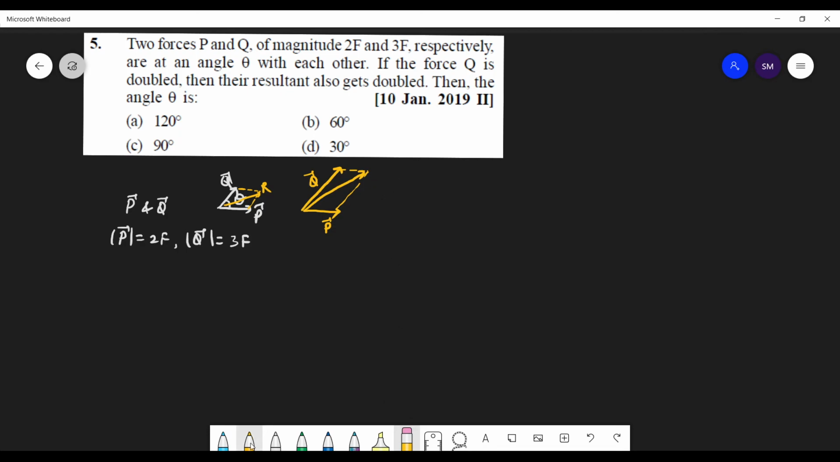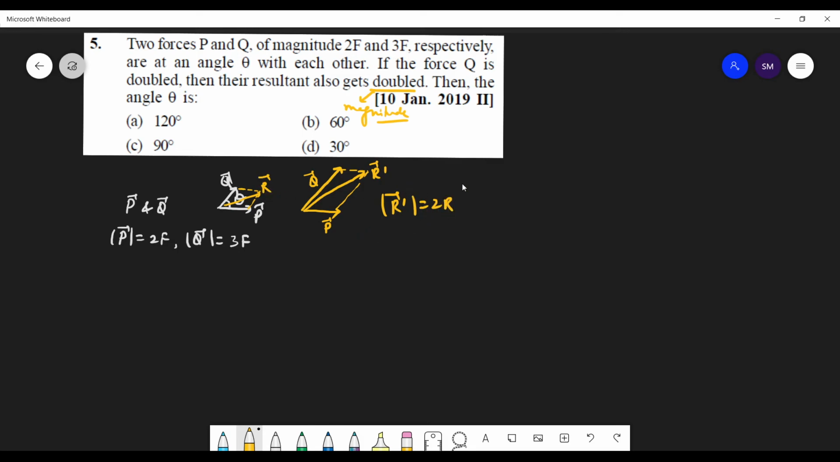See, vectors, we cannot say vectors are doubled. Whenever we say doubled here, it means magnitude is doubled. So understand this thing, okay? We are talking in terms of magnitude. So it means magnitude is double. So this is R dash. I cannot write it as 2R, but the R dash magnitude is equal to 2R.